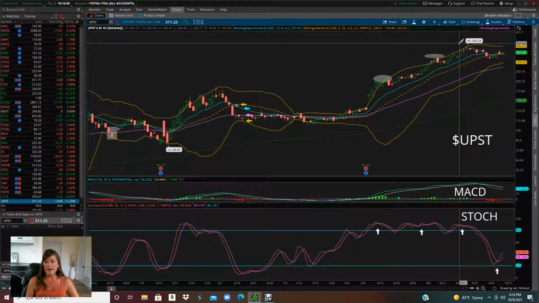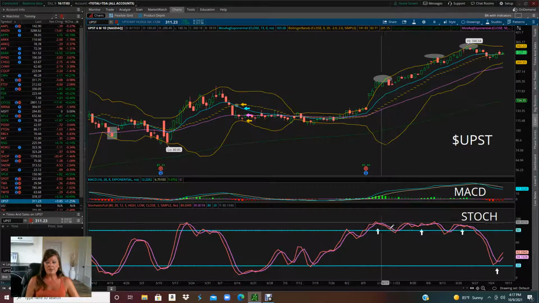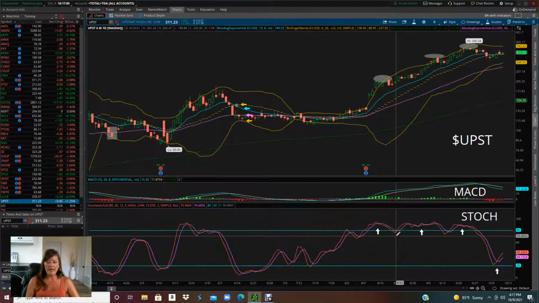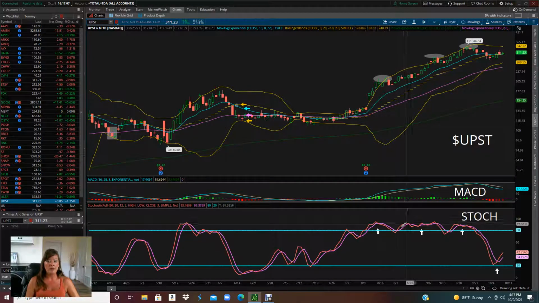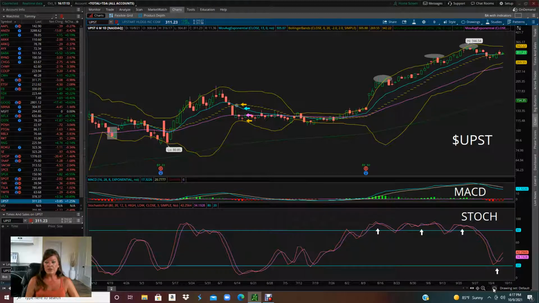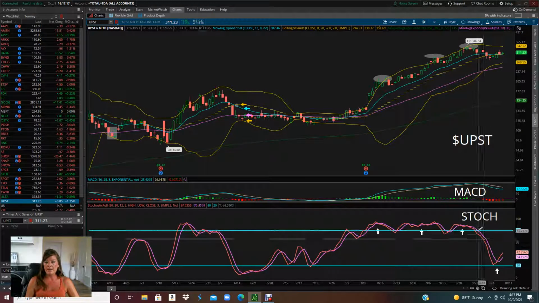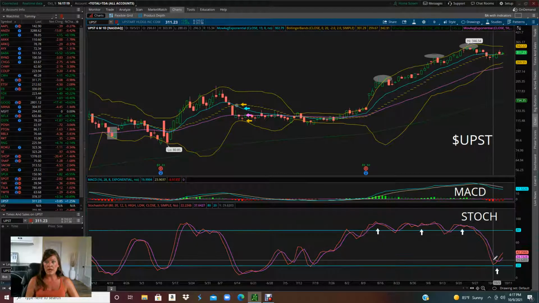And then here's a high. So pay attention to whenever it breaks the 80 line and then immediately crosses back up. That means uh-oh, there's a higher high coming. Let's see what else. Also, notice with Upstart recently, it had its pullback.